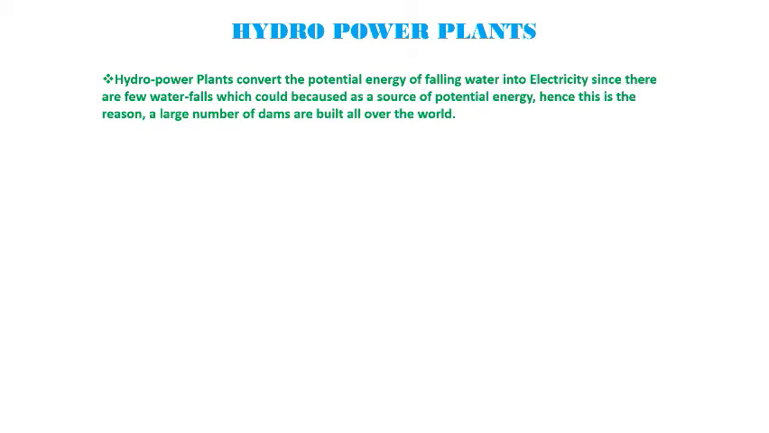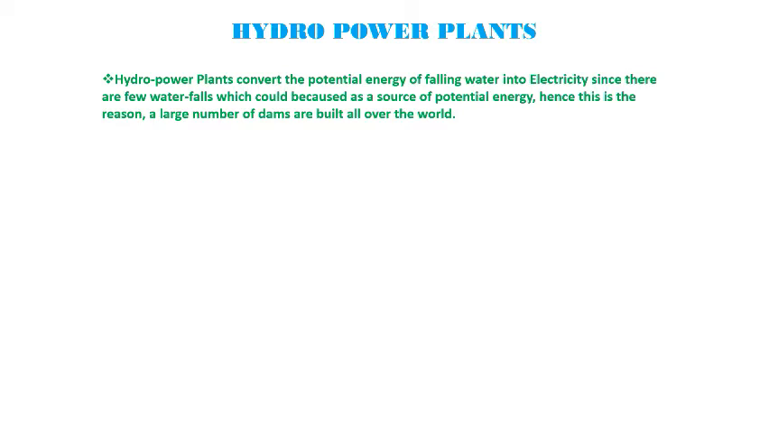Okay, so for a hydropower plant we need to construct a dam, and within this dam we store a huge amount of water, and that stored water contains a huge amount of potential energy. If we can channelize this potential energy into kinetic energy, then through this kinetic energy we can get electricity by using a turbine or generator.